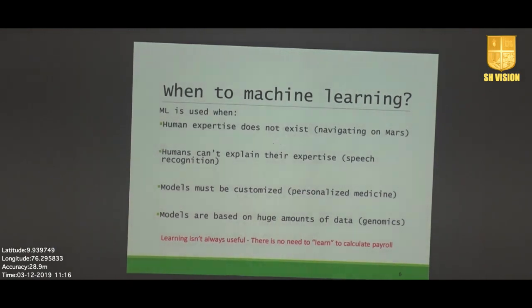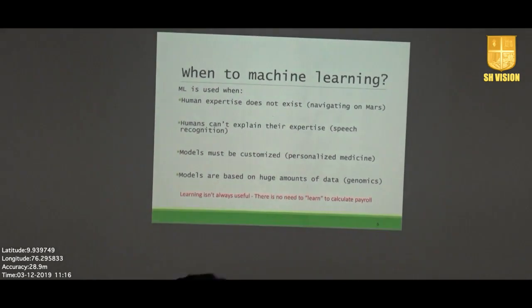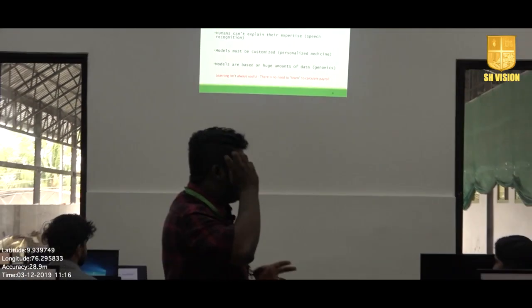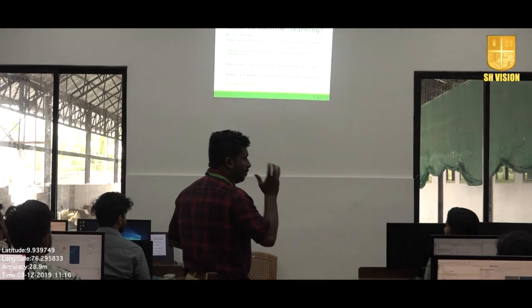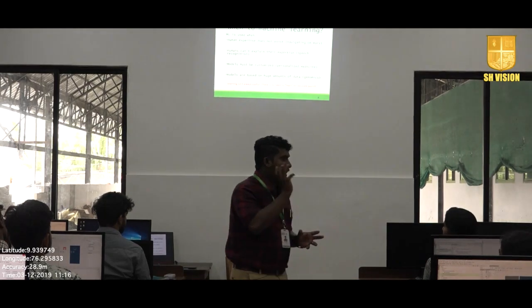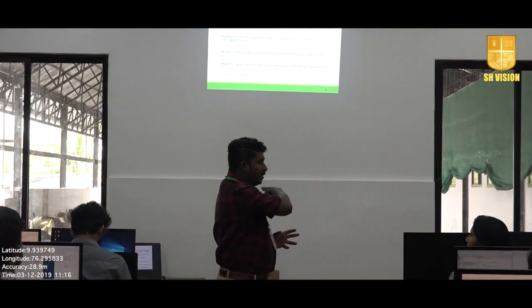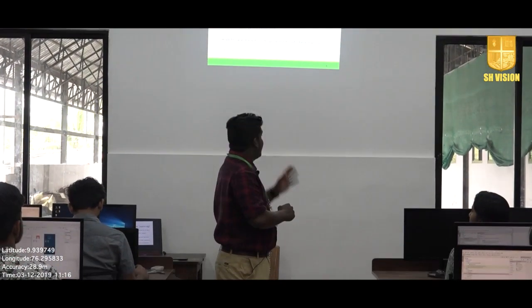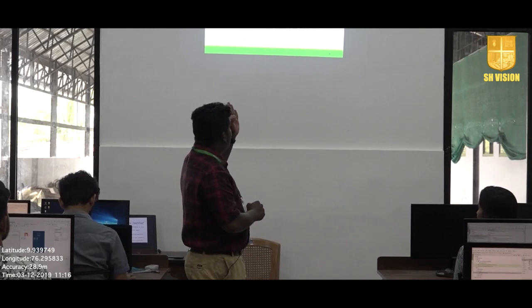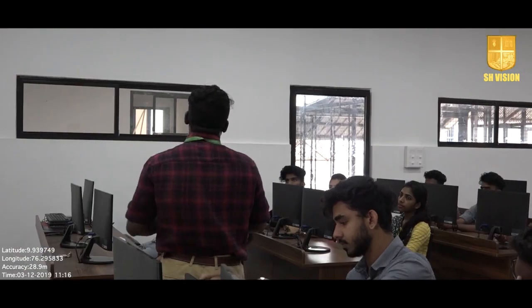In that case, we deploy a robot there, and to work on its own, that robot needs some intelligence. For giving that intelligence, we can use machine learning. That is the case of human expertise does not exist.